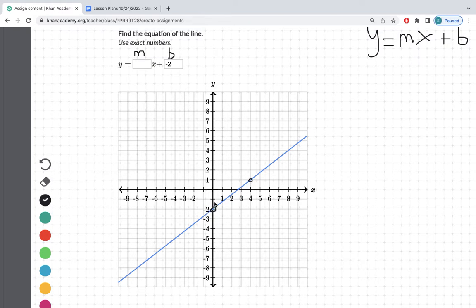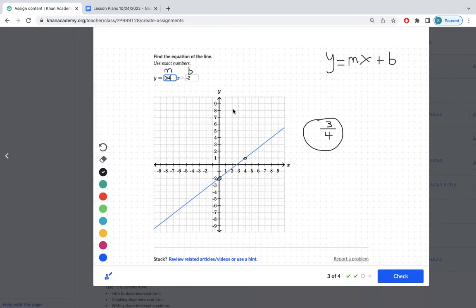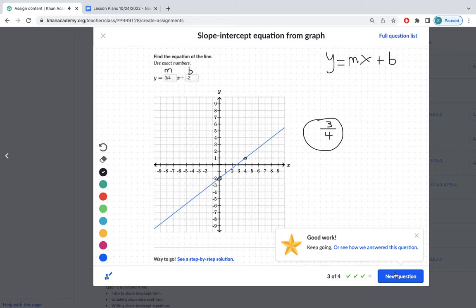And what we're going to do from here is figure out how many units we have to rise to get to this point, and then how many units we have to run or go across to get to this point. So starting at our y-intercept, it looks like we have to go 1, 2, 3 units up, so +3, and then 1, 2, 3, 4 units to the right. We're going 4 units to the right, so it's going to be positive. So it looks like our slope is going to be 3/4. So I'm just going to plug in 3/4 for our slope. Now we'll press enter, and that's going to be correct.